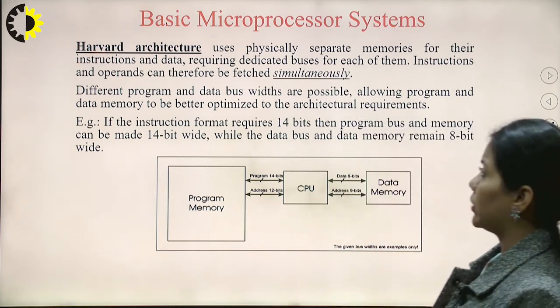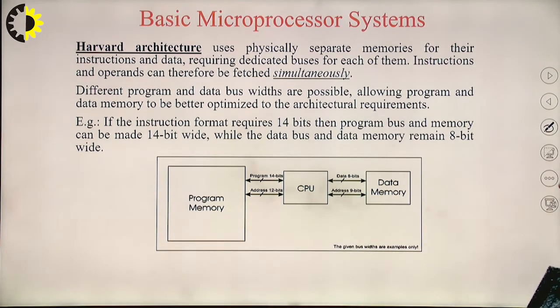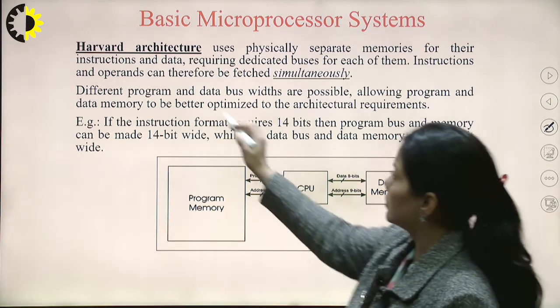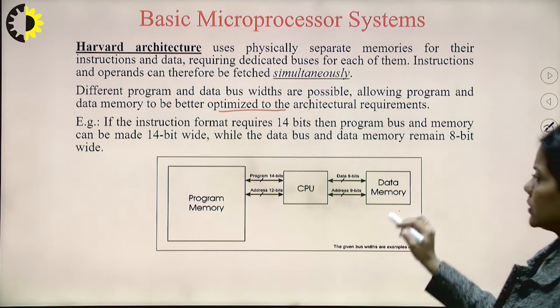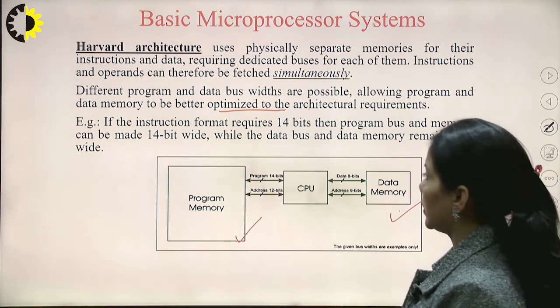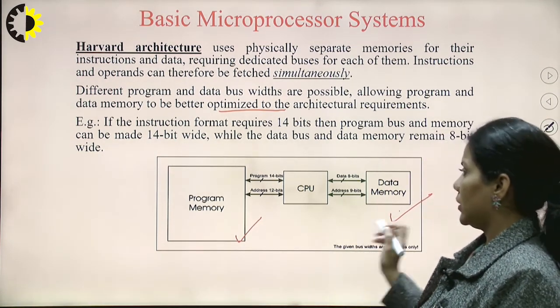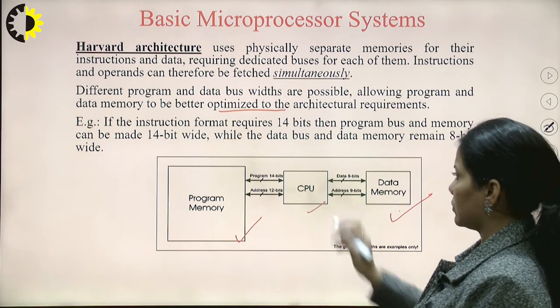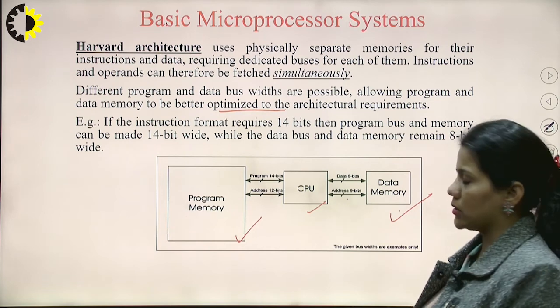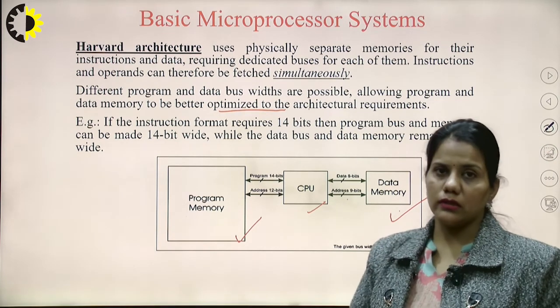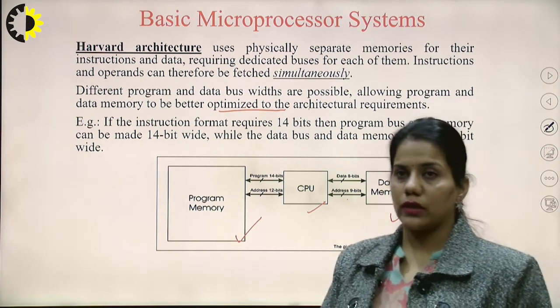Different data and program bus widths are possible, allowing program and data memory to be better optimized to the architectural requirements. We can see that the data memory and program memory are different, which are connected to the CPU through different data and program address buses. So this is the difference between the von Neumann and Harvard architecture.